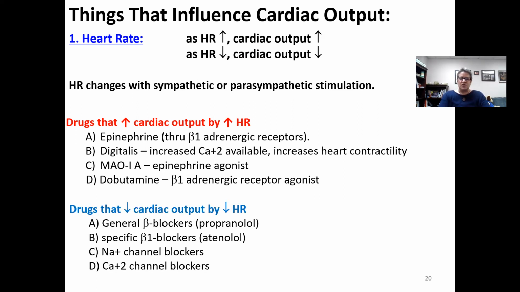Now, conversely, drugs that will bring cardiac output down are drugs that can decrease heart rate. So, our general beta blocker, propranolol, can do that. The specific beta 1 blocker, which blocks just the beta 1 adrenergic receptor, atenolol, can do that. And then instead of blocking the receptor for epinephrine, you can simply block the sodium and calcium ion channels on pacemaker cells, so that even if epinephrine's present, it can't open up those ion channels, and that makes heart rate go down and cardiac output go down.